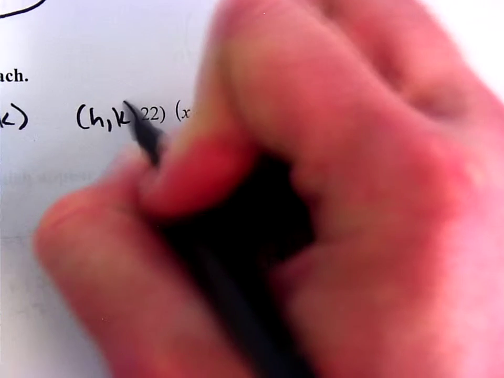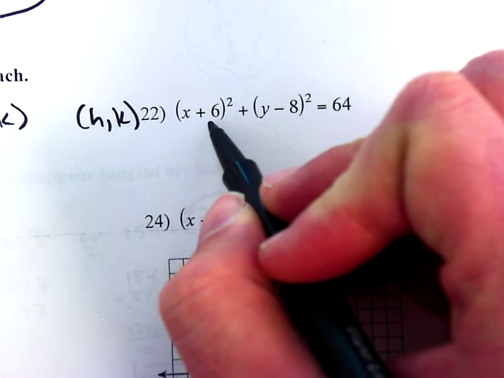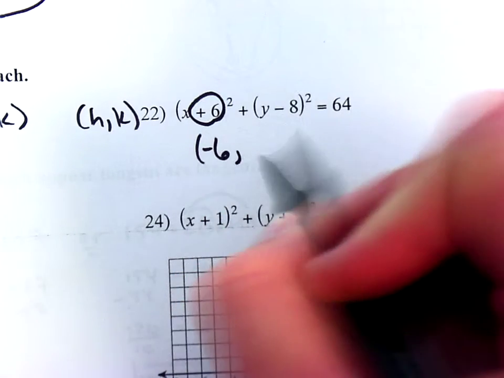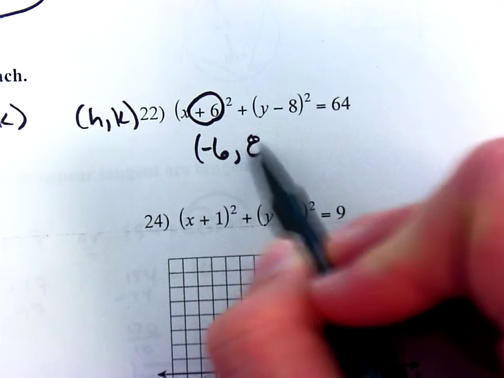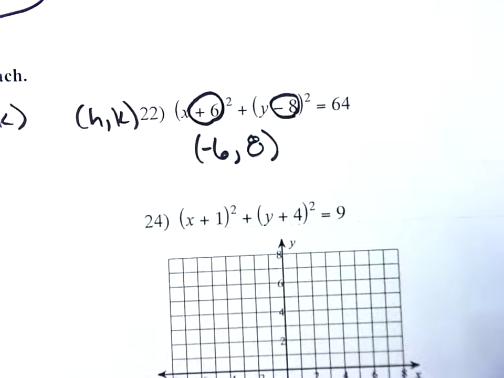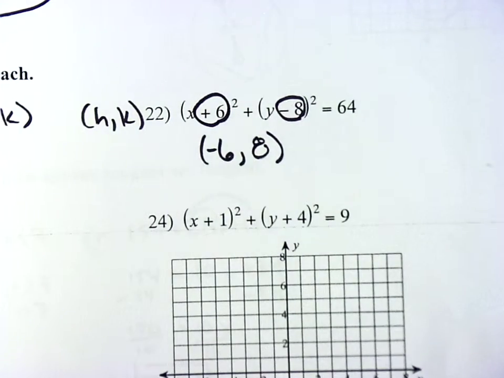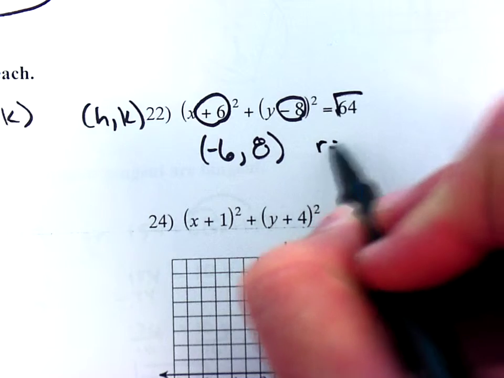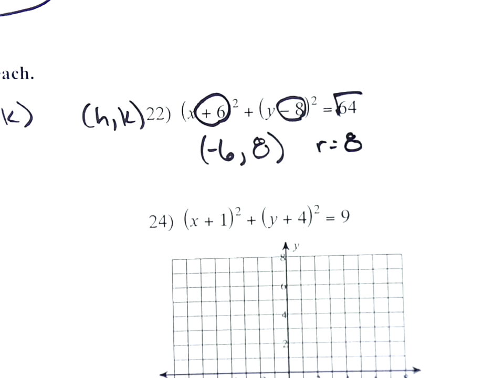Okay, if we look over here at 22, we have a similar situation, right? We're looking for (h, k). So here's a +6. We're just going to take the opposite sign, -6. Here's a -8, +8. So -6, +8. And again, we're just going to square root this number at the end. So r equals 8.